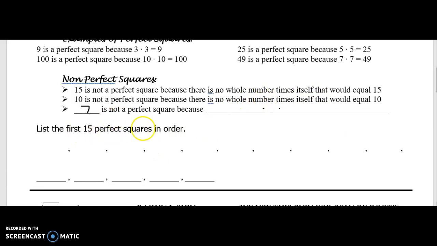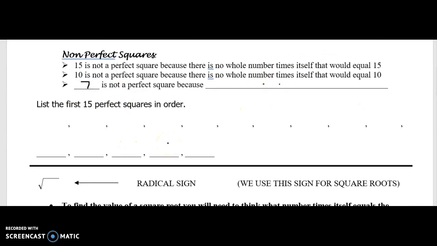The first 15 perfect squares, we're going to list these out, and these are the ones that when you go to take the PSSA, you are going to need to know.